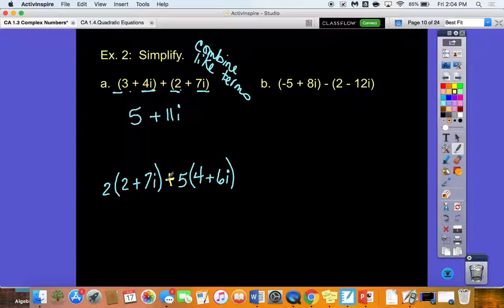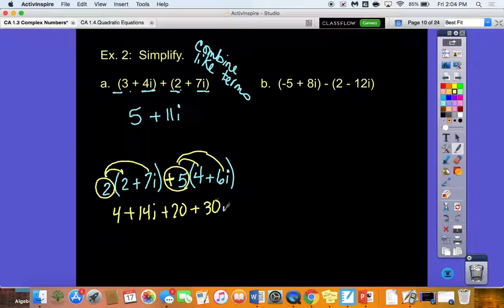Let's add. Okay, so if we distribute the 2, which is going to be 4 plus 14i, and then distribute 5, you got 20 plus 30i. You're right back where we were before. Combine like terms. Your real parts go together, and that comes first. Your imaginary part, complex part, comes second. So we got 44i. And that's your answer.